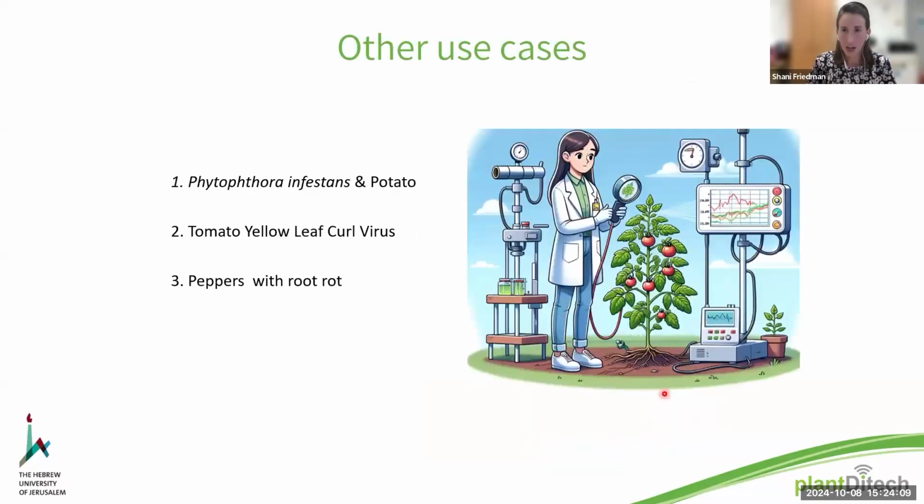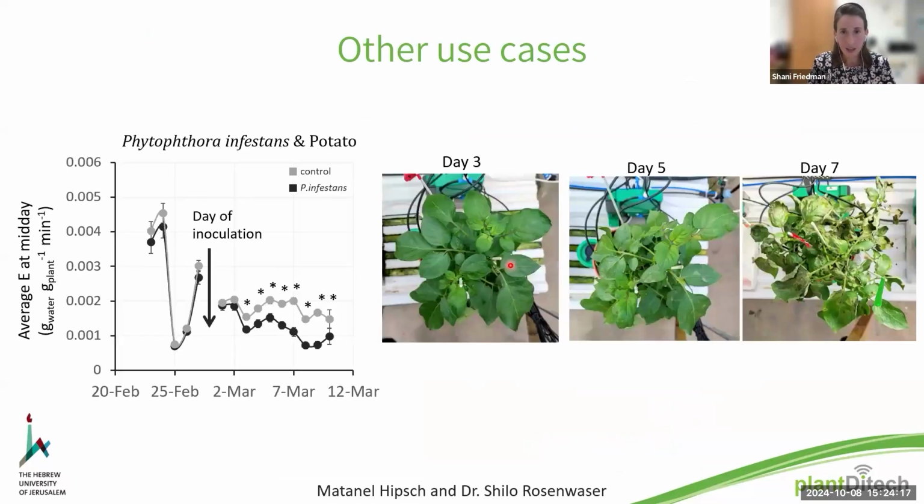In the last part of my talk, I will shortly introduce you to 3 other plant pathogen interactions that were monitored using the Plantarray system. The first is Phytophthora infestans that causes the late blight in potatoes. In the field, the first symptoms are usually these spots on the leaf tissue. We inoculate the plants by spraying them with a pathogen suspension at the date where the arrow is showing.